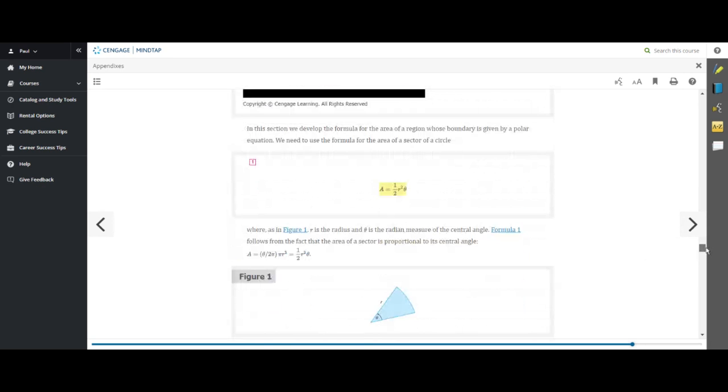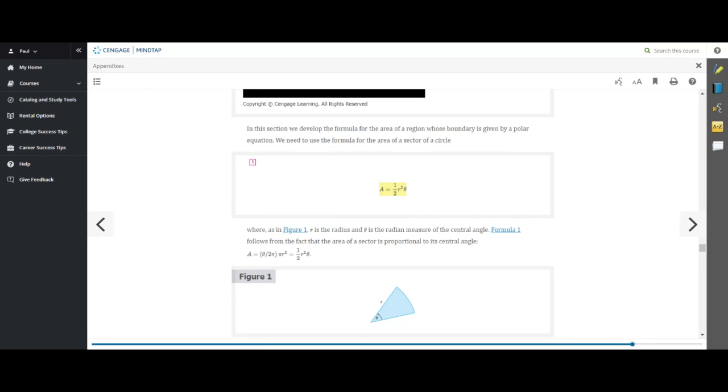The area of a sector of a circle is equal to 1/2 times r squared times theta. 1/2 r squared theta.